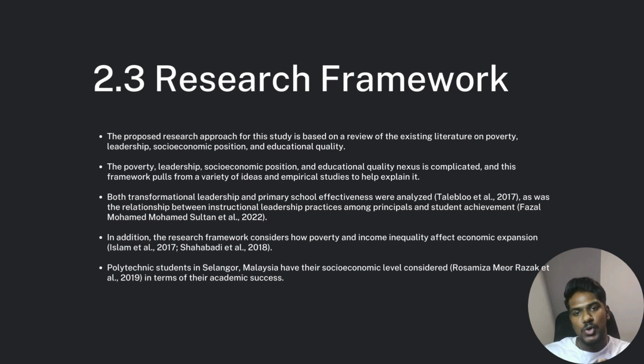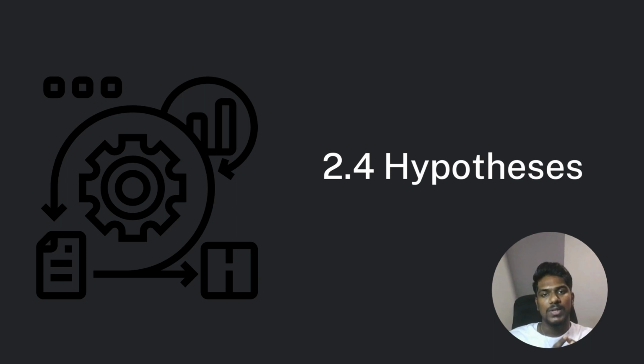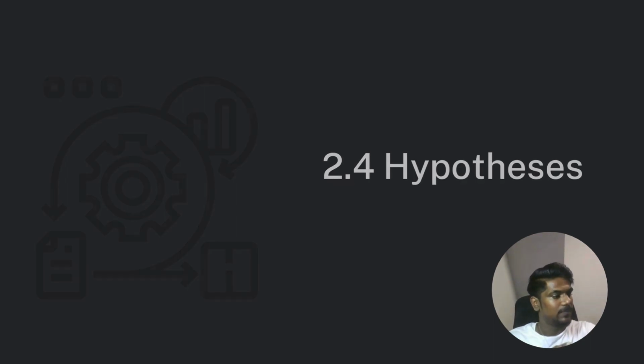This research approach utilizes literature on poverty, leadership, socioeconomic position, and educational quality, basically drawing insight from studies on transformational leadership, primary school effectiveness, instructional leadership practices, and poverty impact on economic expansion and socioeconomic level of polytechnic students in Selangor, Malaysia. So next we'll be looking into the hypotheses of these studies.